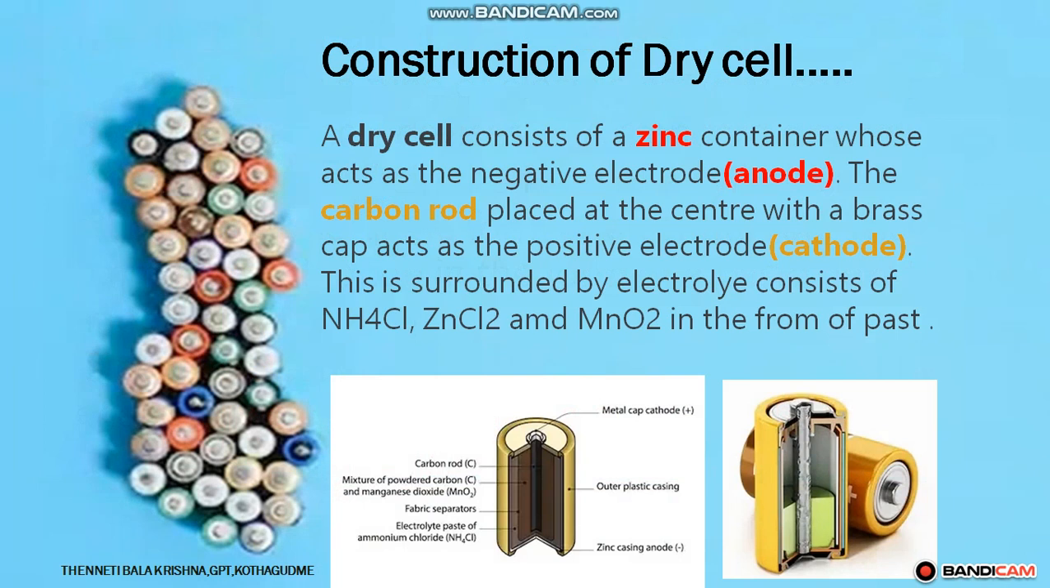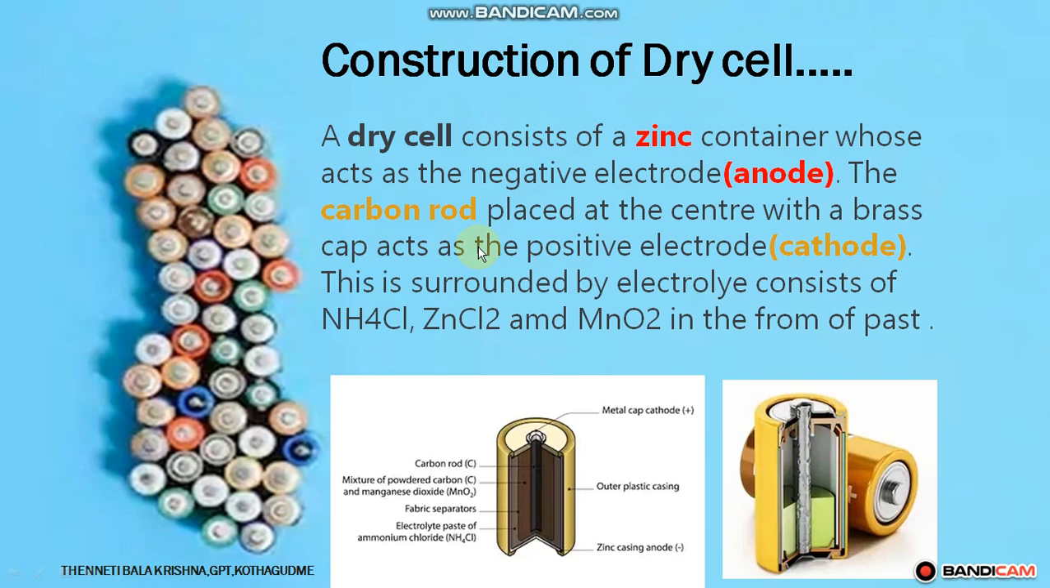So, coming to the construction of the dry cell. A dry cell consists of a zinc container, which also acts as the anode. The battery contains a zinc container that acts as the negative electrode. Negative electrode means anode, so here zinc acts as the anode.